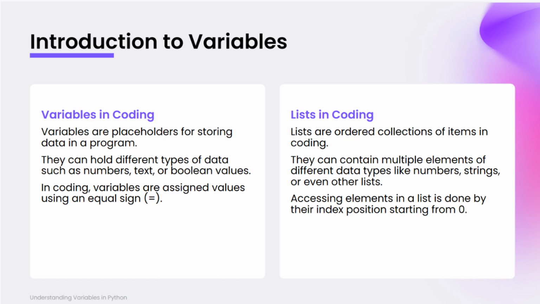And also, if you want to get, for example, the first element in a list, it starts from 0. So you won't say get element 1. You have to do get element 0 because the index position starts from 0.